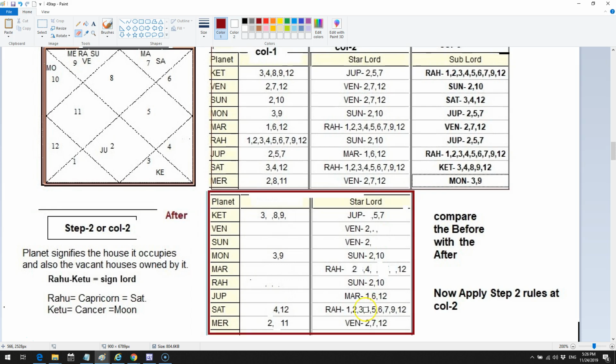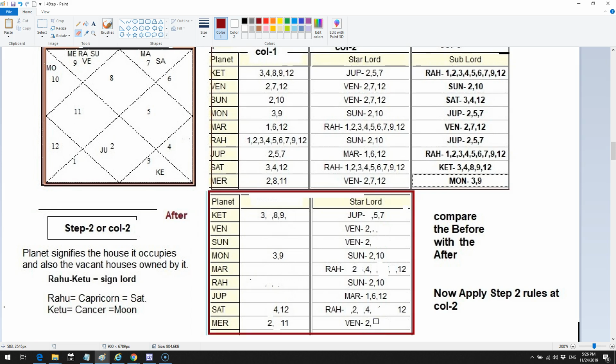Jupiter is in Mars. Look at what the Mars can do. Mars is in 12, and these two houses, the ascendant and the sixth house, are both owned by Mars, and they're both vacant. So Jupiter is going to represent 1, 6 and 12. Saturn is in the star of Rahu, and Rahu we have already seen represents 2, 4 and 12. So we'll just keep 2, 4 and 12. And Mercury is in the star of Venus. So Venus we have already seen only indicates the second house.